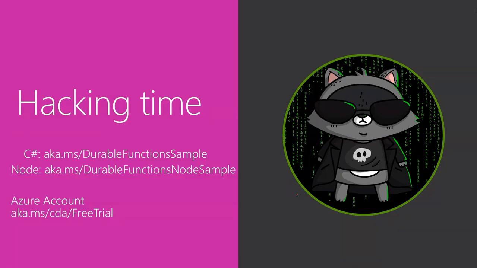All right. So the sample I'm going to show you is available in 2 flavors. The first one is in C#. The other one is in Node. I have not taken the time to do it in Python. I should definitely do it in Python at some point, as soon as I'm more comfortable with Python. So let me drop those links into the chat so that people can run with me: k.ms/durablefunctionssample, and I'm going to add the Node one as well.